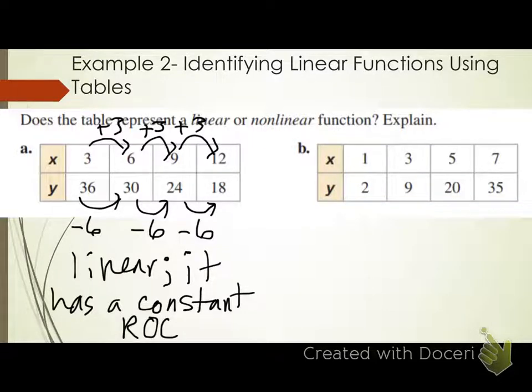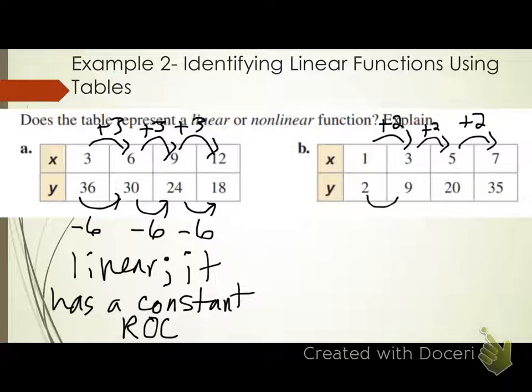Okay, letter B. What do I do to get from 1 to 3? Add 2. 3 to 5. Add 2. 5 to 7. So are my x values increasing or decreasing by a constant rate? Yes, they are. Don't stop there. We can't just see our x is going at a constant rate and say, oh, it's automatically linear. I've got to check x and y.